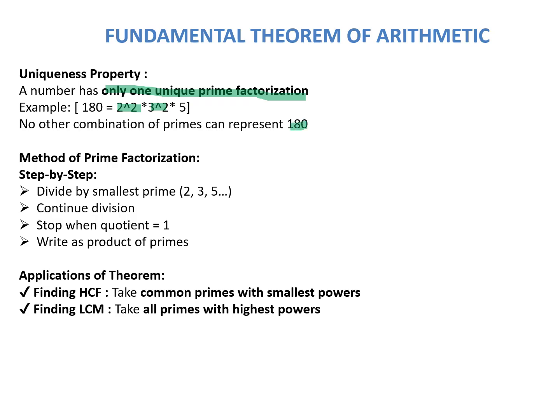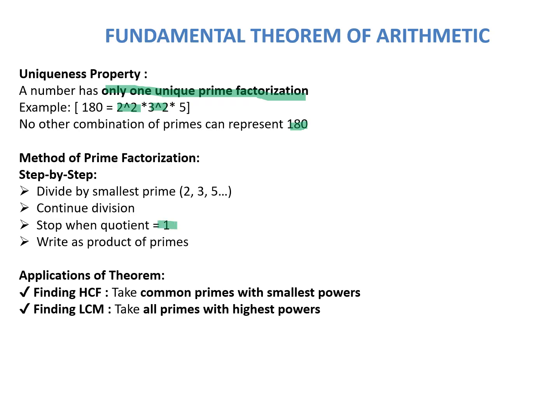How we do the factorization using the prime factorization method is, first we divide the number by the smallest prime. We'll start with 2 and figure out whether the divisibility rule applicable to 2 applies to that number or not. If not, then we'll try 3, then 5, then 7, and move on. We'll continue the division until the quotient is 1.